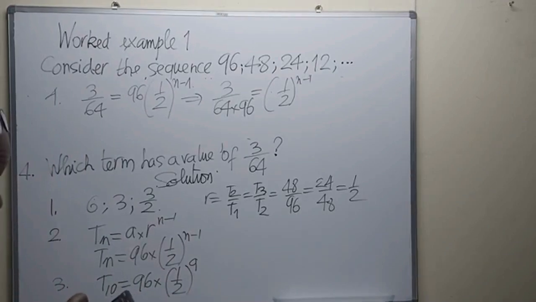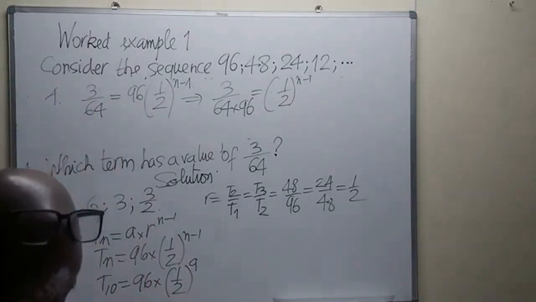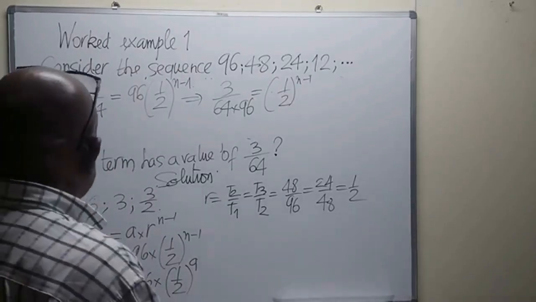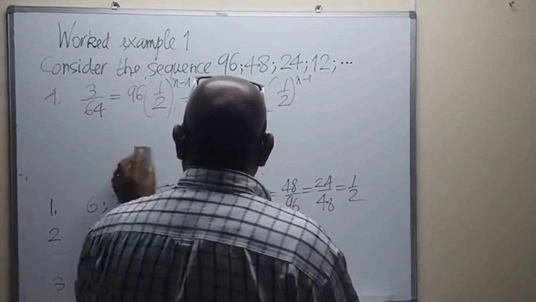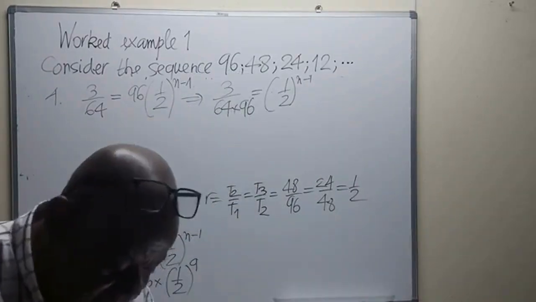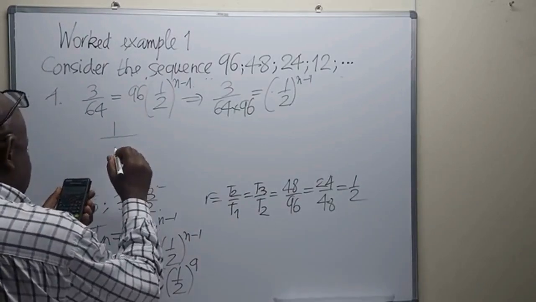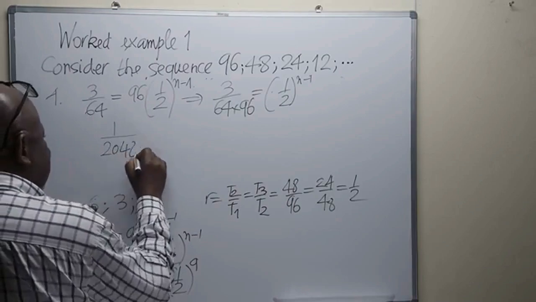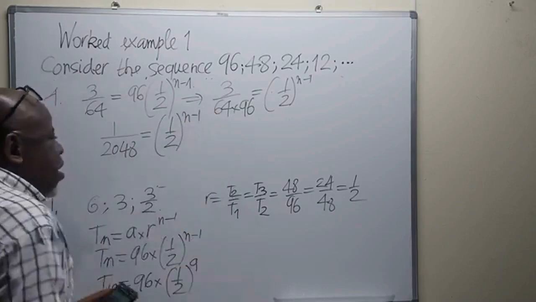Three over 64 multiplied by 96. Then we're getting, cleaning the board for us to have some space, then we're getting 1 over 2048 will be equal to 1 over 2 to the power of n minus 1.